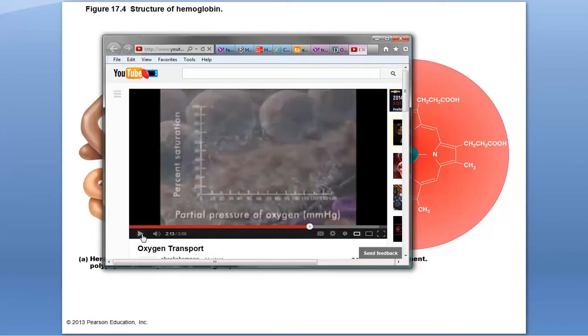And remember that moving out of the red blood cell into the plasma and then into the tissues themselves is performed by diffusion, passive transport from where the partial pressure or concentration is higher in the plasma to where it's lower in the tissues.